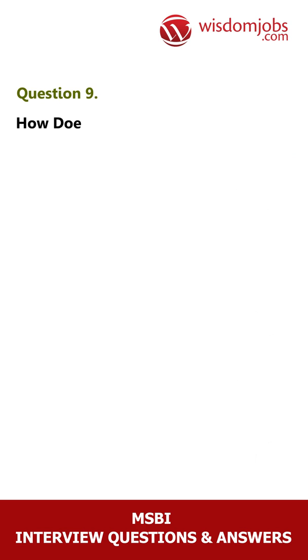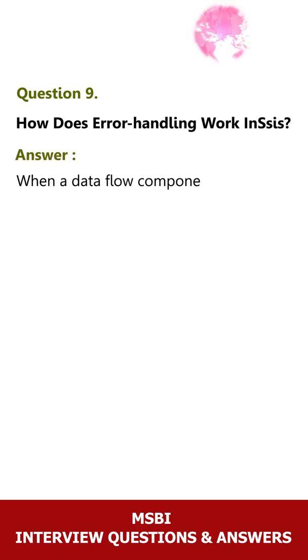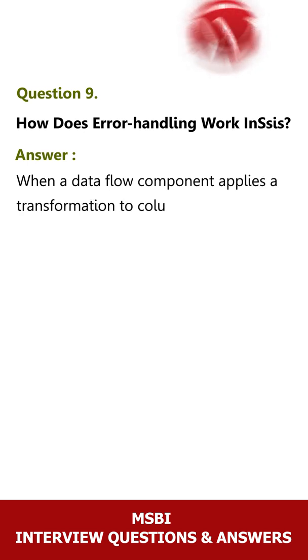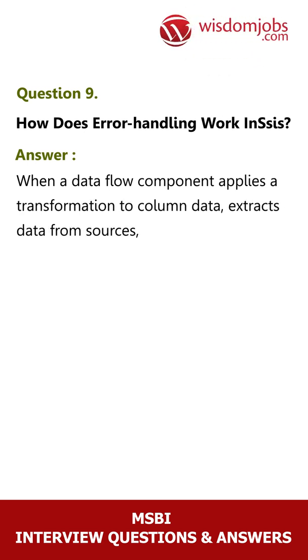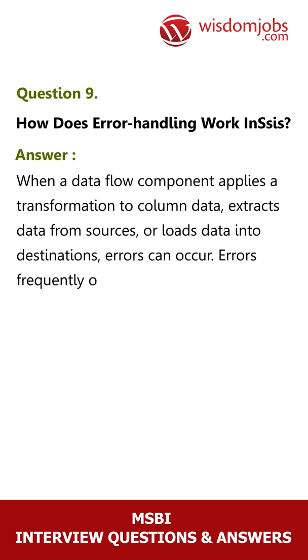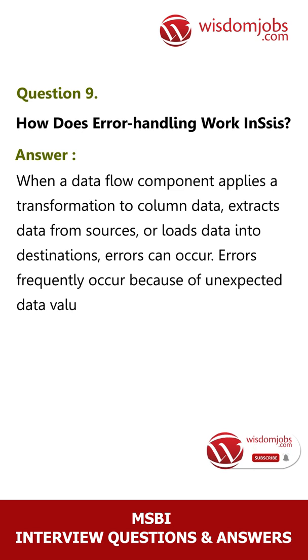Question 9. How does error handling work in SSIS? Answer. When a data flow component applies a transformation to column data, extracts data from sources, or loads data into destinations, errors can occur. Errors frequently occur because of unexpected data values.